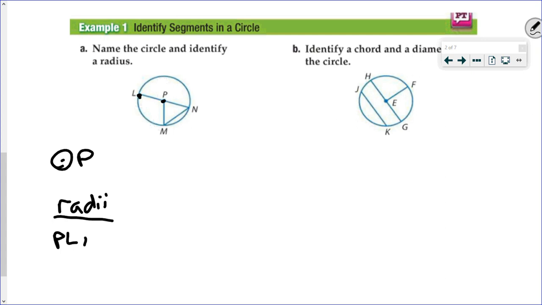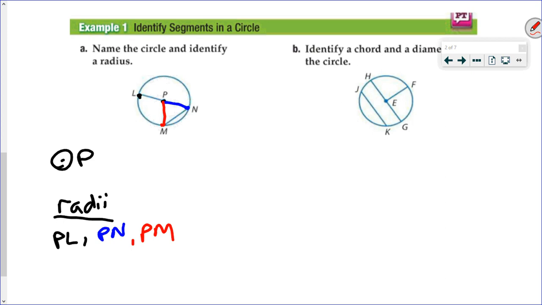PN would be a radius, so we can use blue to highlight that. PN is a radius. And lastly, PM would also be a radius. So there's 3 radii we've identified: PM, PN, and PL.